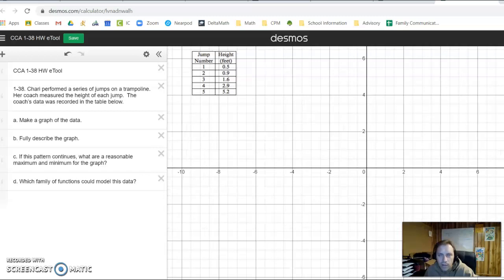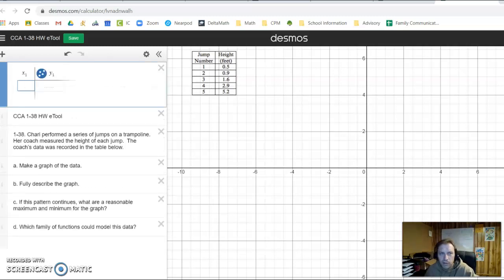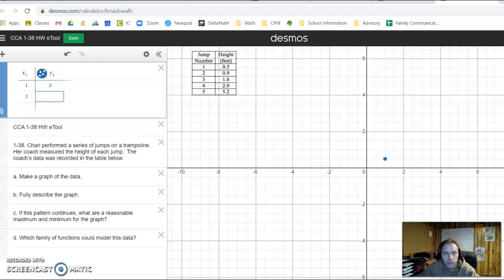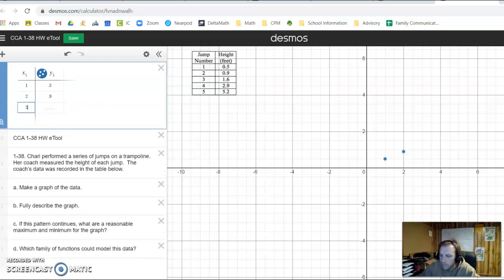Now, how do I get these points on here? Well, click this little plus button and go to table, and you get to make your own table. So I'm going to just put in those numbers that are over in our chart. X is 1, Y is 0.5, and notice this showed up right here. 2, 0.9, 3, 1.6. See those points show up.